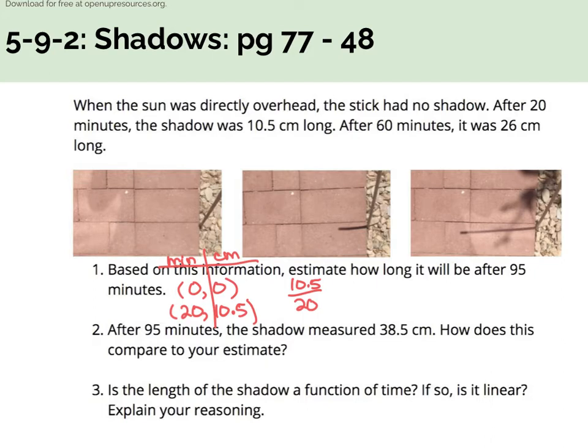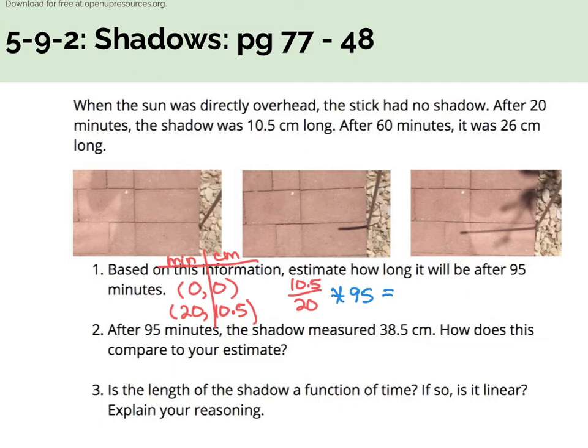So based on the information, estimate how long it will be after 95 minutes. So this is our rate of change pretty much per minute. And if we divide it out, we can get a decimal, but we're just going to leave it that way. And we're going to take this and multiply it by the 95 minutes that we're trying to find. So let's grab a calculator.